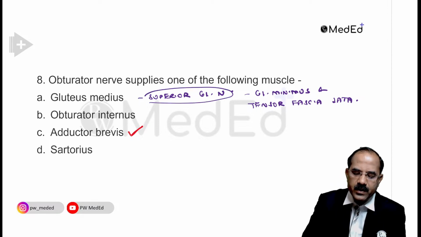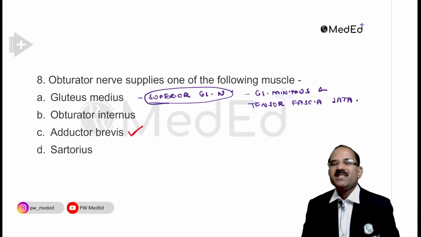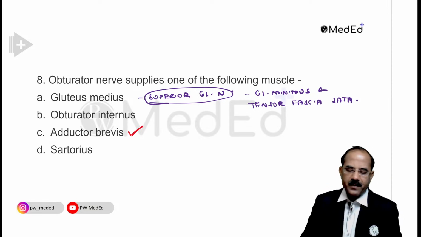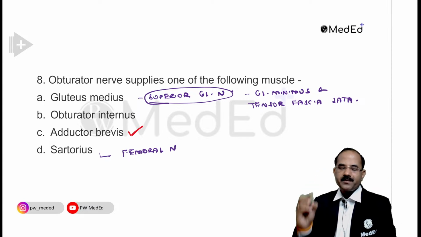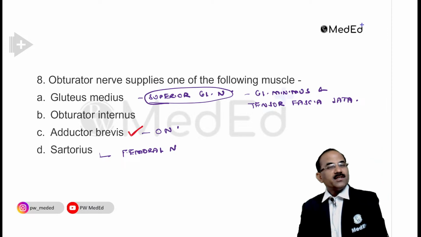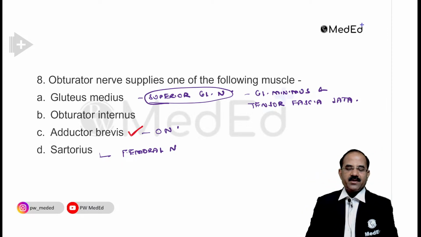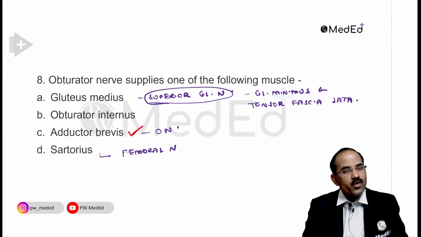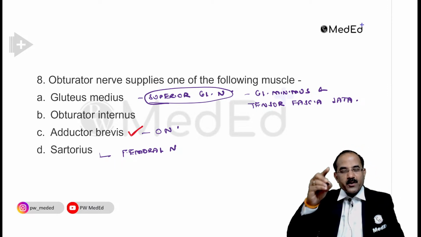What is the superior gluteal nerve supply? The superior gluteal nerve supplies the gluteus medius, the gluteus minimus and the tensor fascia lata. Who supplies the sartorius? I just told you, femoral nerve. है ना? Sartorius who supplies? Femoral nerve. Adductor brevis who supplies? Obturator nerve. Obturator nerve का which division supplies the adductor brevis? Anterior division. And वो कौन सा muscle था which was supplied by the obturator nerve? That was obturator externus. Students, वो muscle है obturator externus.